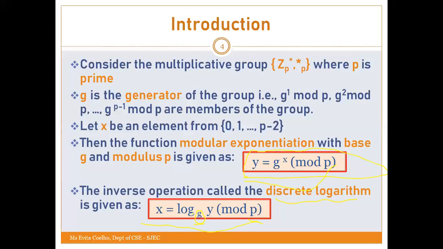So I would want you to stop here and make a note of all these concepts. I hope you have recalled what is a group, what is a generator, and how a generator generates all the elements in the group or in the set ZP star. Take down the formula for both modular exponentiation and discrete logarithm, and then proceed to the next slide.